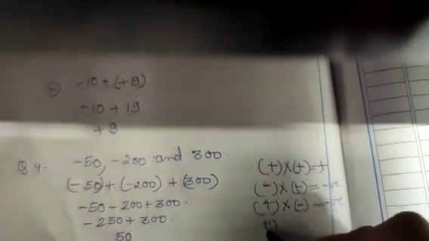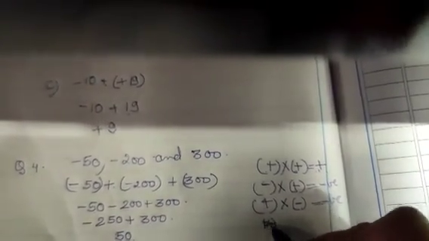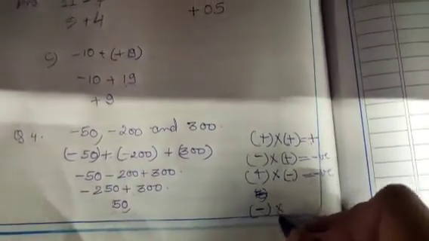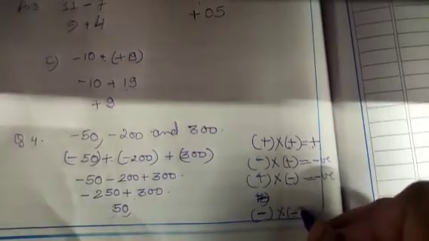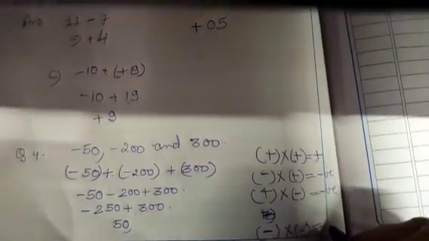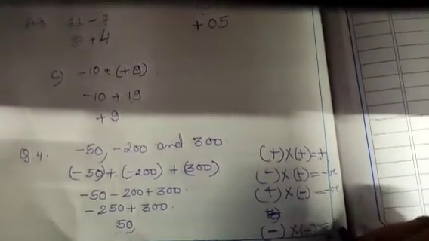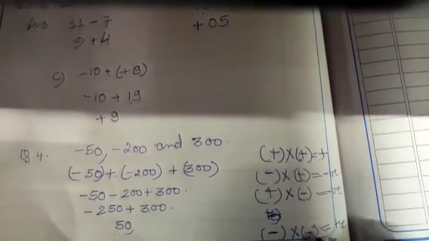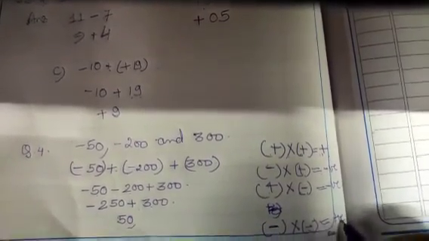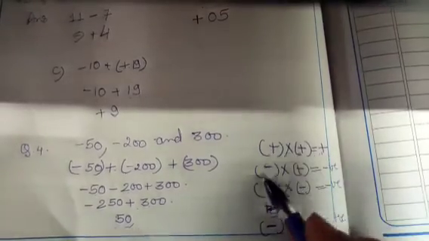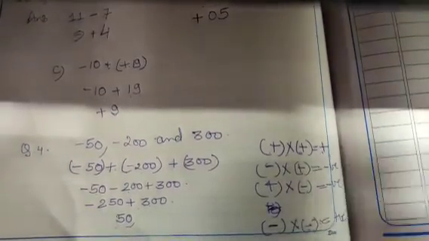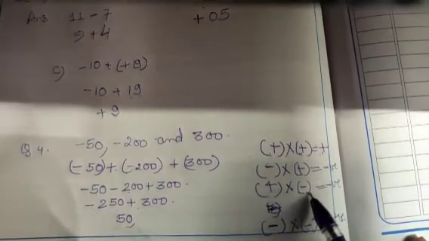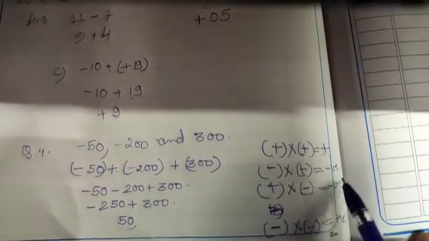If here is a negative integer multiplied by a negative integer, then the positive integer comes. Then we get the positive integer. This sign rule is very very important. If in between the multiply sign is there, then this will be the result.